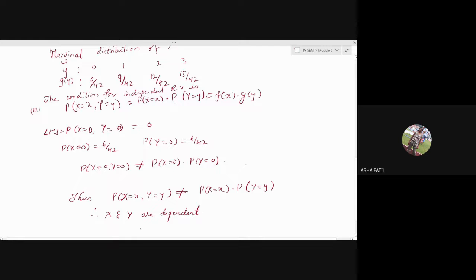Don't write for all as we just now did, because sometimes it will obey for some of the values. Even it may obey for all except one. Then also we say that they are not independent.